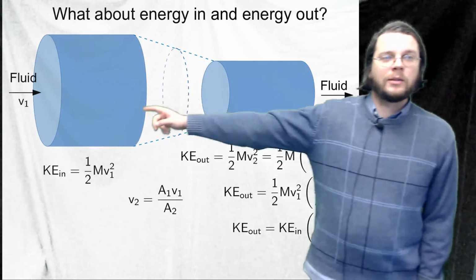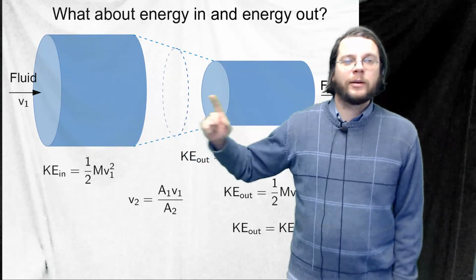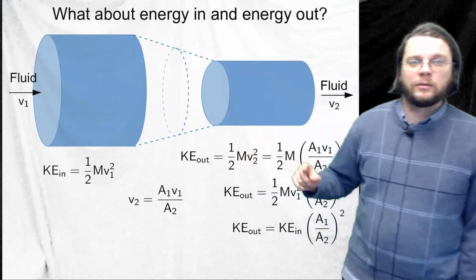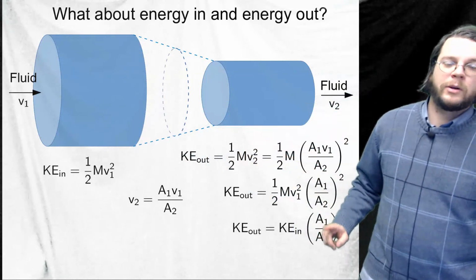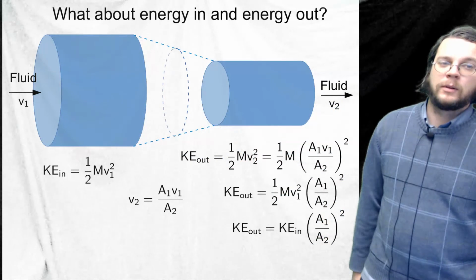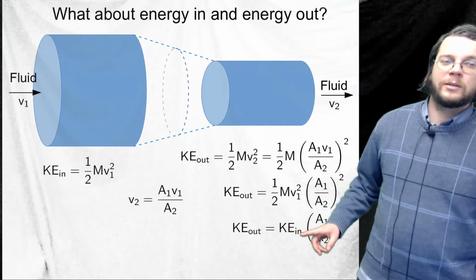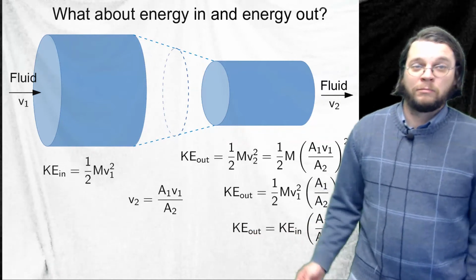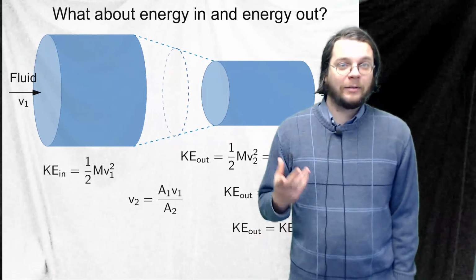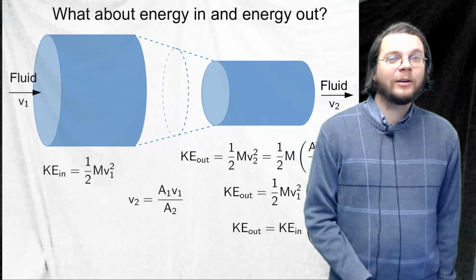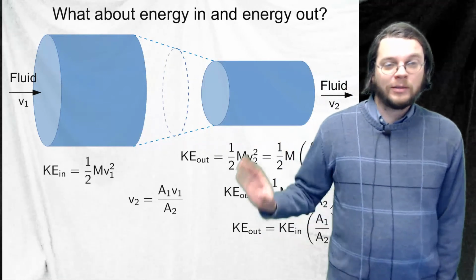Well, this is A1, that looks pretty big. A2 is smaller, right? The area is smaller. So this A1 over A2 is going to be greater than 1, and then square it. And so we're going to have more kinetic energy leaving the system than went into it, which is madness, right? What in the heck is going on here? All right? But this is actually correct.